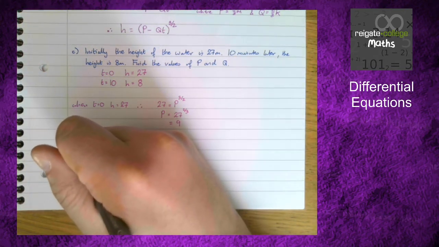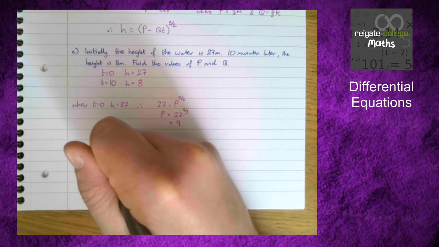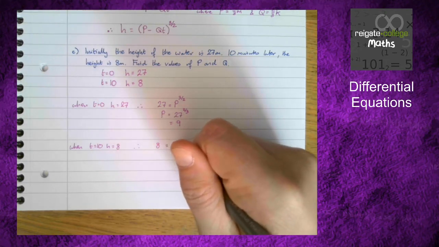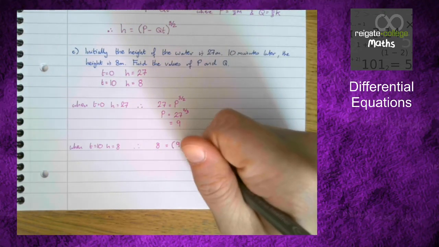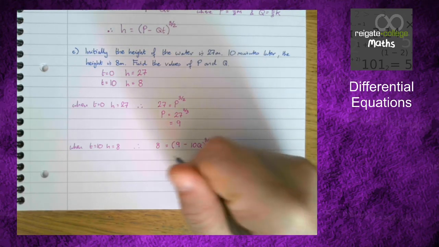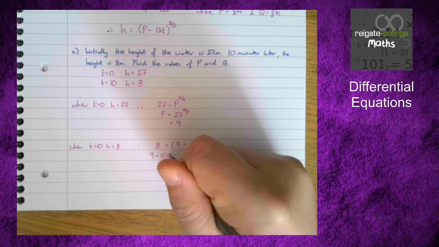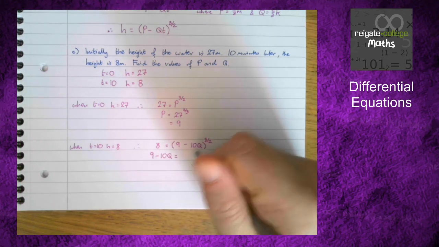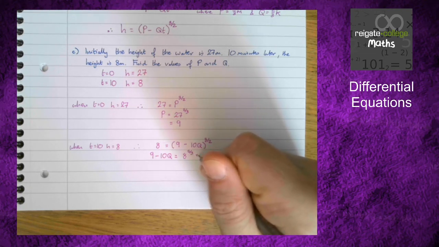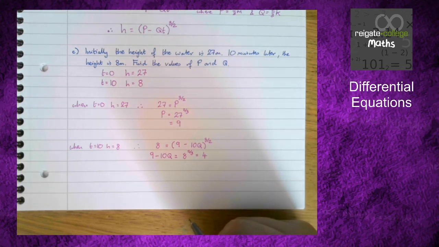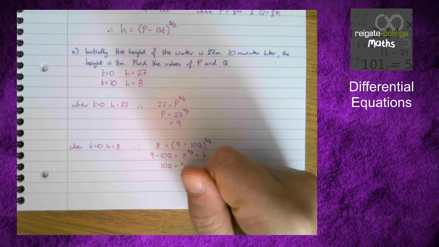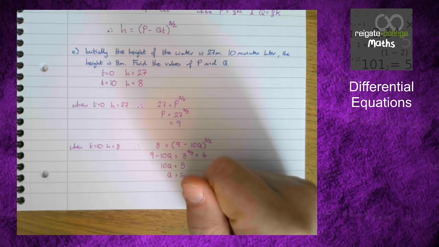Okay. We know that when T is 10, H equals 8. So 8 equals 9, because we now know P, minus 10Q to the 3 over 2. So 9 minus 10Q is 8 to the 2 over 3, which is 4. So 10Q is 5, Q is a half.